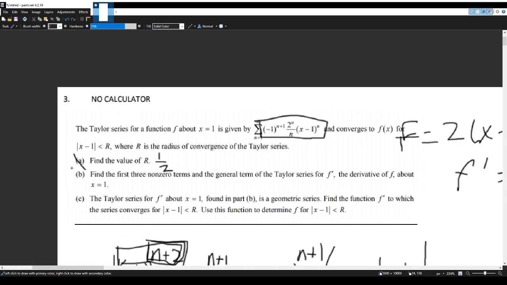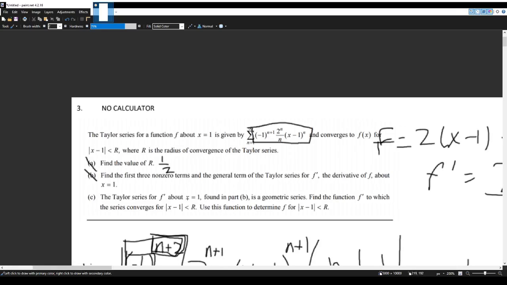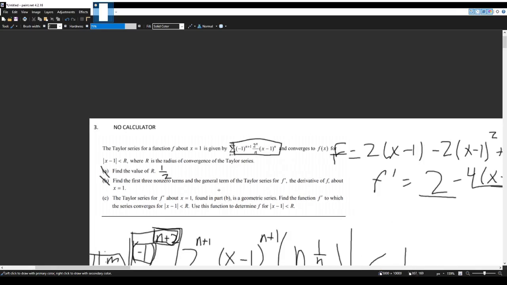So that's our answer. The Taylor series for f prime, which is what we just did, about x equals 1, found in part B, right, is a geometric series. Find the function f prime to which the series converges for absolute value of x minus 1 is less than r.